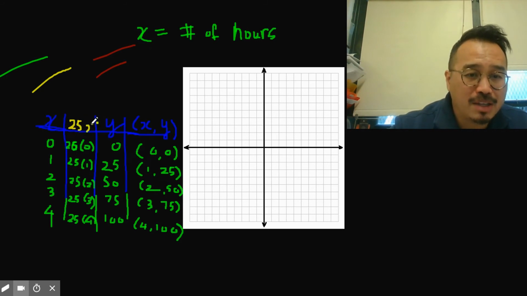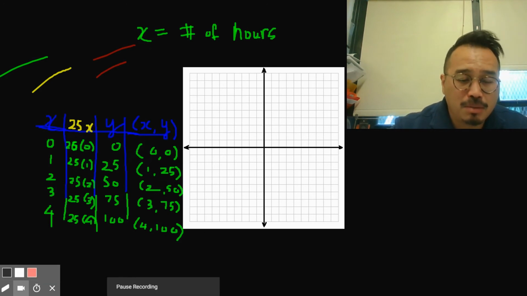So you see how X here is called a variable, right? Because it goes from 0, changes to 1, changes to 2, to 3, to 4. Likewise, 0 to 1 to 2 to 3 to 4. 25x. So what you put here. So let's plot these points. Let me go back to blue.